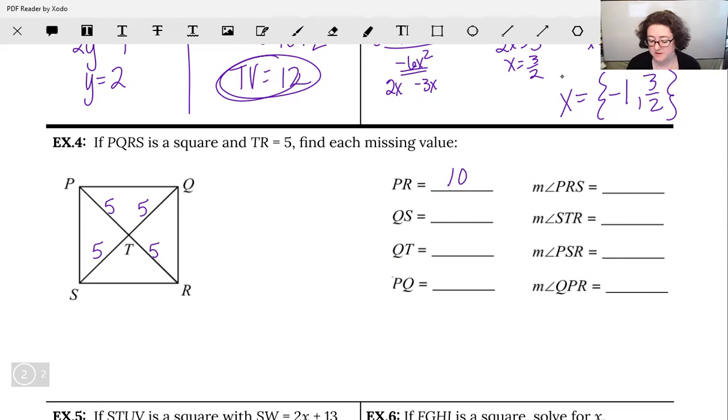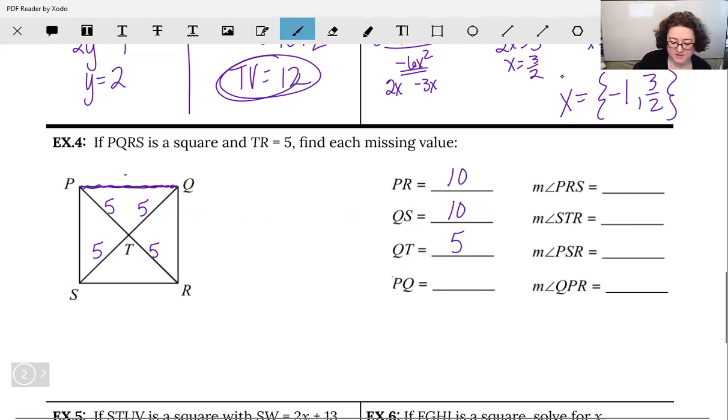QS, again, it's just another diagonal. QT, we already figured out was 5. Here's a different one though. PQ. So PQ is actually this segment. I don't have a label on that segment, but isn't it part of a right triangle?